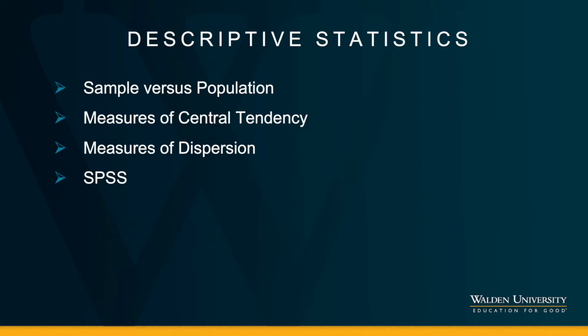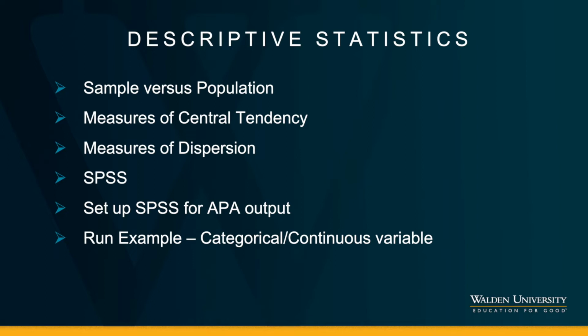We will then move to SPSS, where I will briefly show you how to set up SPSS from mostly APA-generated output. And I will then run a couple of examples for a categorical and continuous variable and discuss the descriptive analysis in more detail with you. Lastly, I will show you how to save and export your work. We have a lot to unpack in this presentation, so let's get started.